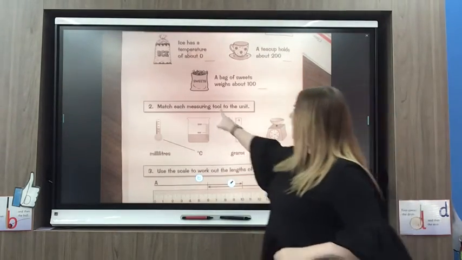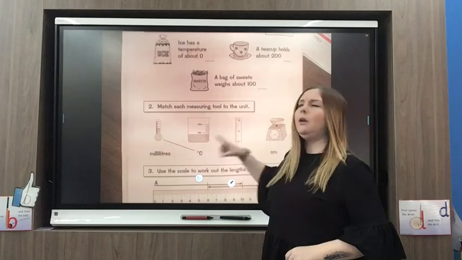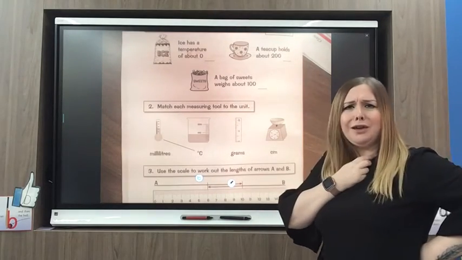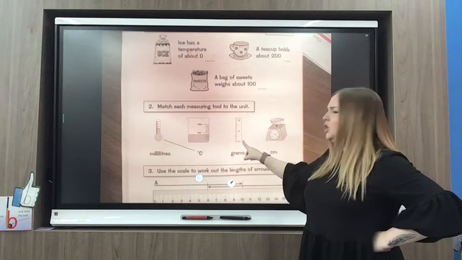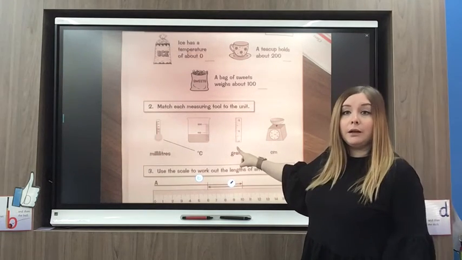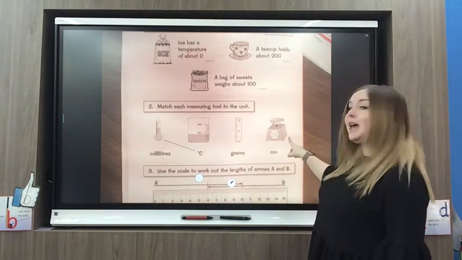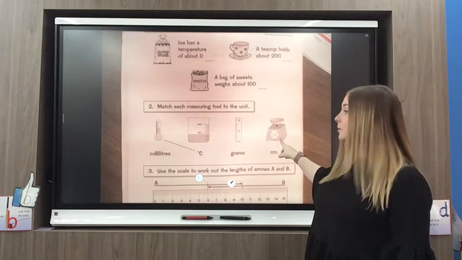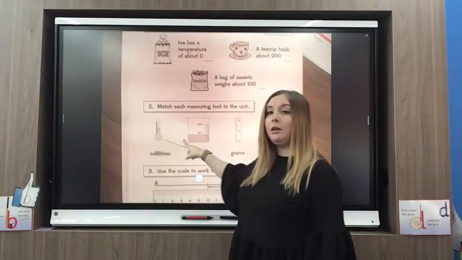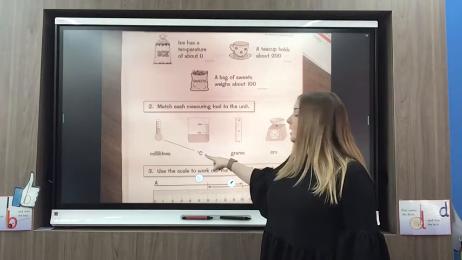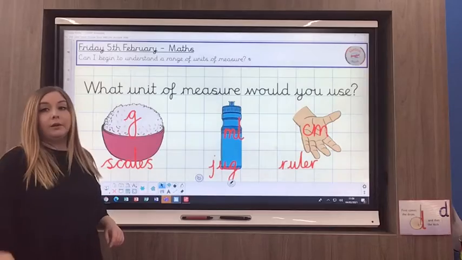Okay, so here I've got a jug. What would we measure using a jug, Year 4? What would we measure using a ruler? And what would we measure using some scales? So you've got to draw a line from the picture to the unit of measure.